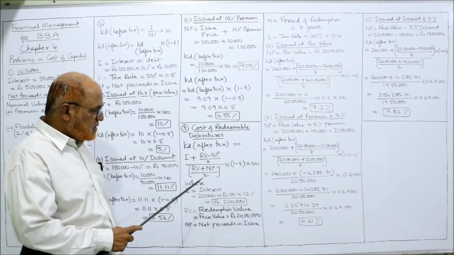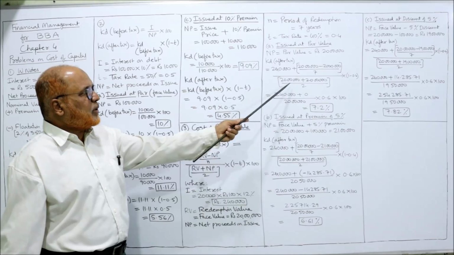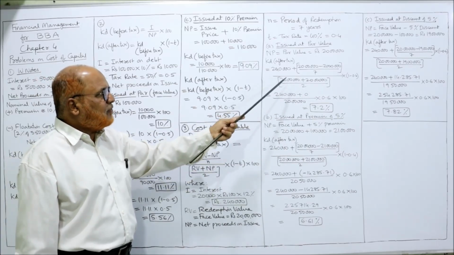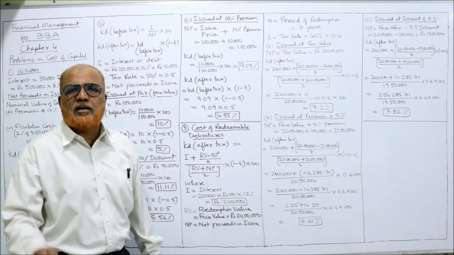Divided by 2. It is given in the problem formula. RV plus NP divided by 2. So 20 lakh plus 20 lakh divided by 2. 40 lakh by 2 is 20 lakh. So 2,40,000 divided by 20 lakh into 0.6 into 100.